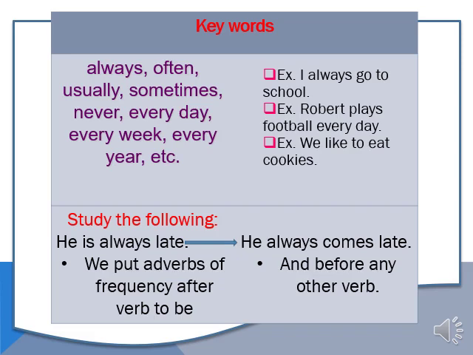And if you have any other verb, we put these adverbs of frequency before the verb. So he always comes late, he never comes late, he sometimes comes late, he usually comes late.